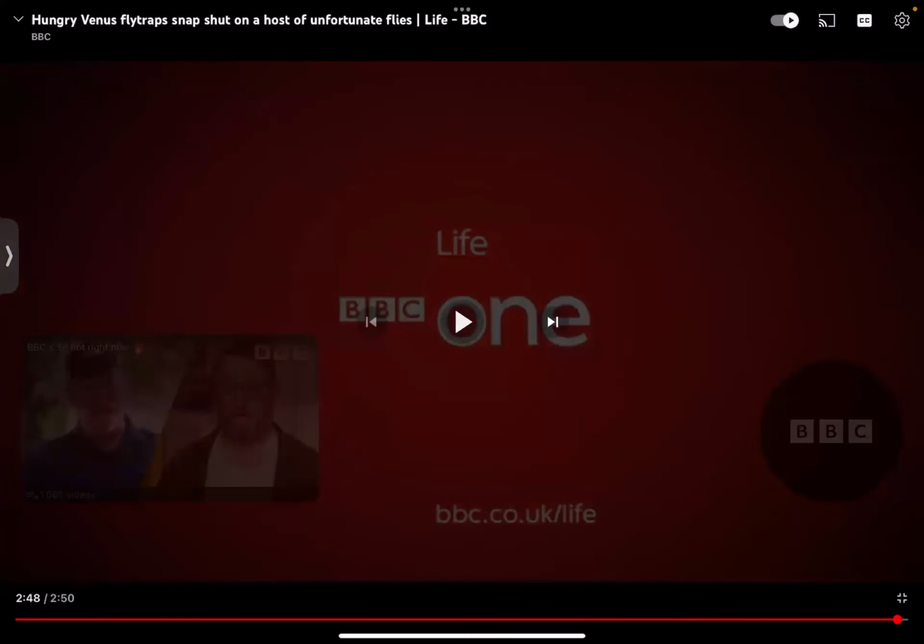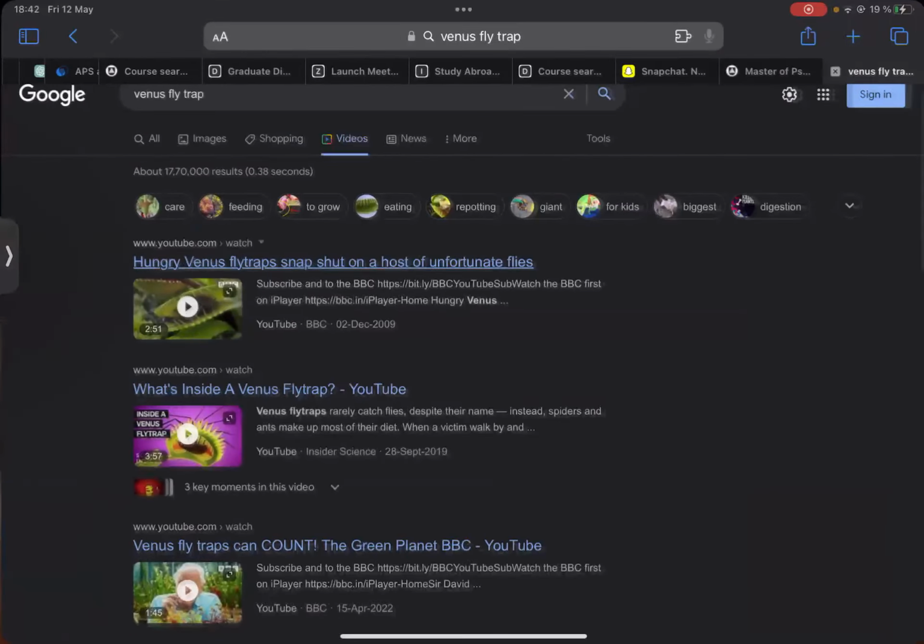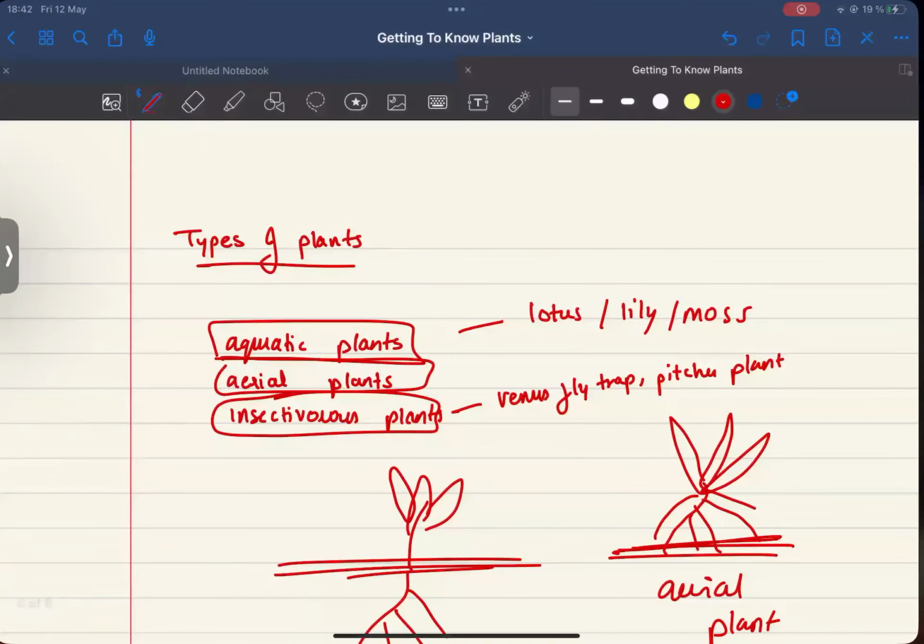I hope it's all visible for you all. So how long does it take for the Venus flytrap to feed on one insect? 10 days. Okay, so how many signal receptors are there inside the Venus flytrap? Nobody is aware of that.